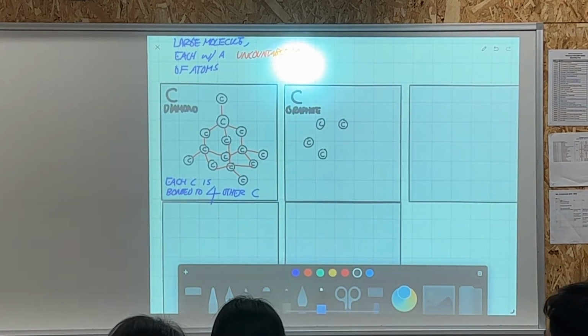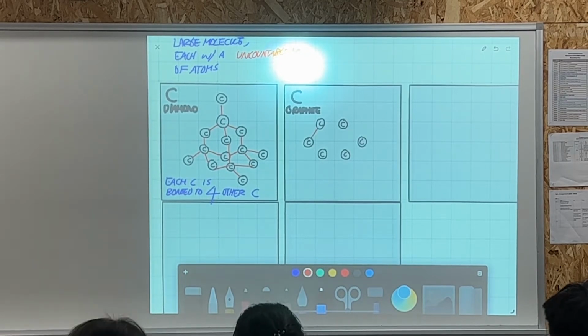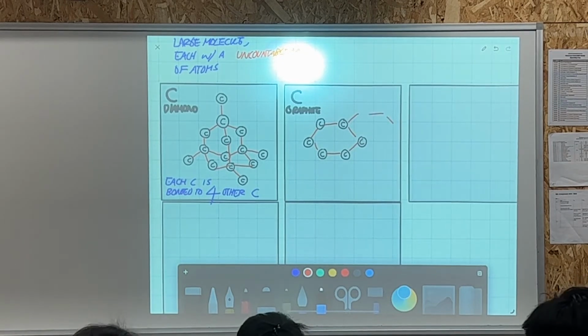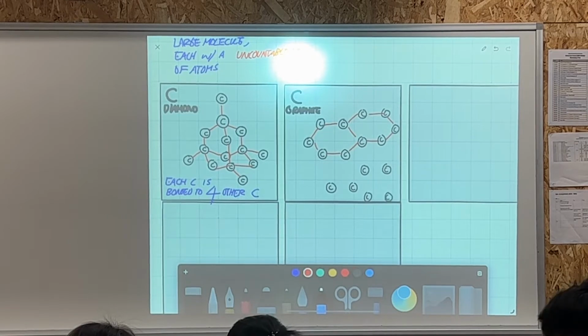So for graphite, how are the carbons connected? Layers. Yeah, they form layers, but on each layer, they form hexagons. You see, you have something that looks like this. So you have one graphite layer, and then another graphite layer here. So this is another graphite layer. So you're right, they have a layered structure.